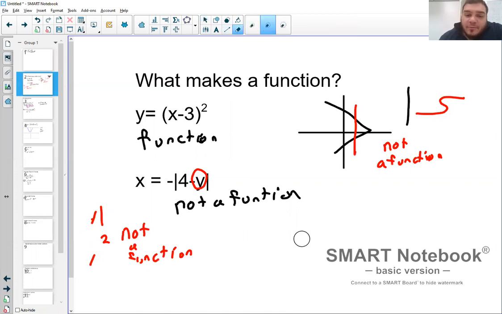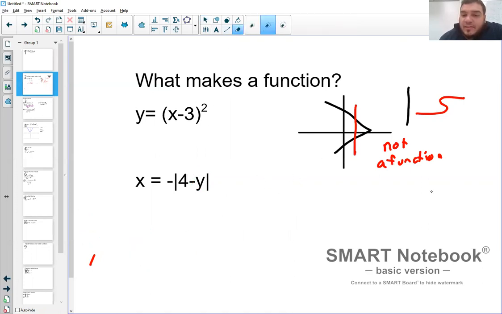Okay, my recording failed earlier, so I kind of already did some of this. But let me just talk about it again. So the first one, what makes a function? What makes a function is that it doesn't fail the vertical line test.